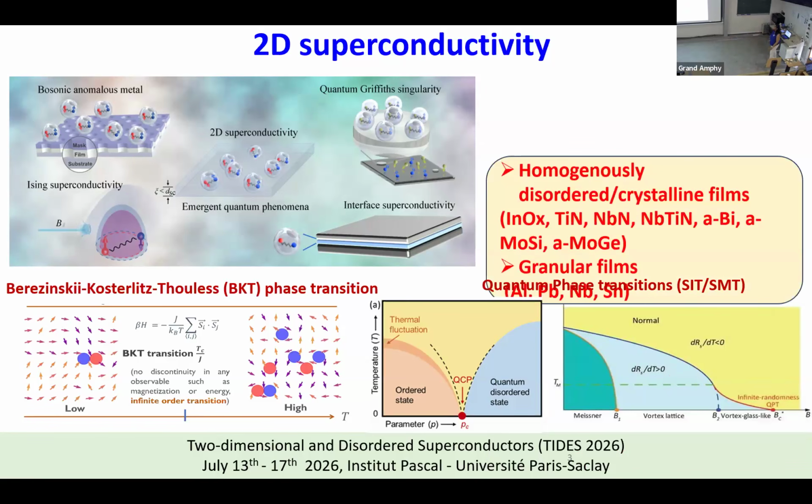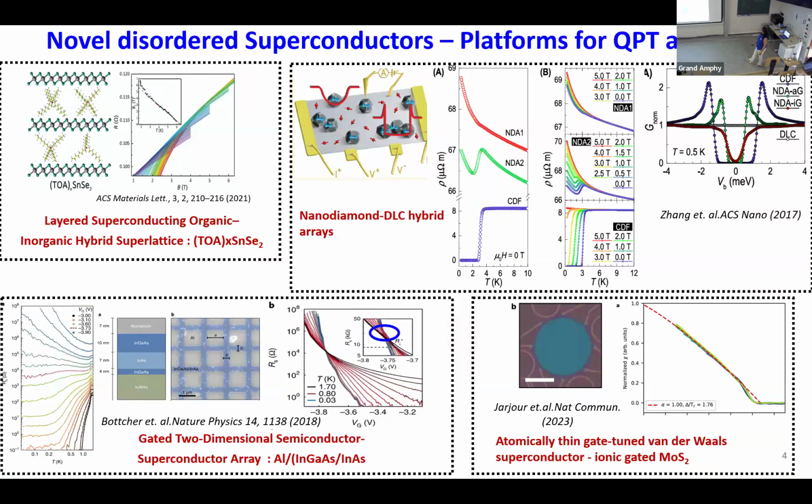Okay, so this is of course a very old field, and a lot of work has been done on conventional systems. You've heard about indium oxide, niobium nitride, titanium nitride, all these systems, and there are many experts over here who contributed immensely in the progress of this field. Of course, there are also a lot of work on granular films. Our group has also worked on them, aluminium, lead, niobium tin, and of course, Al2 here on granular films.